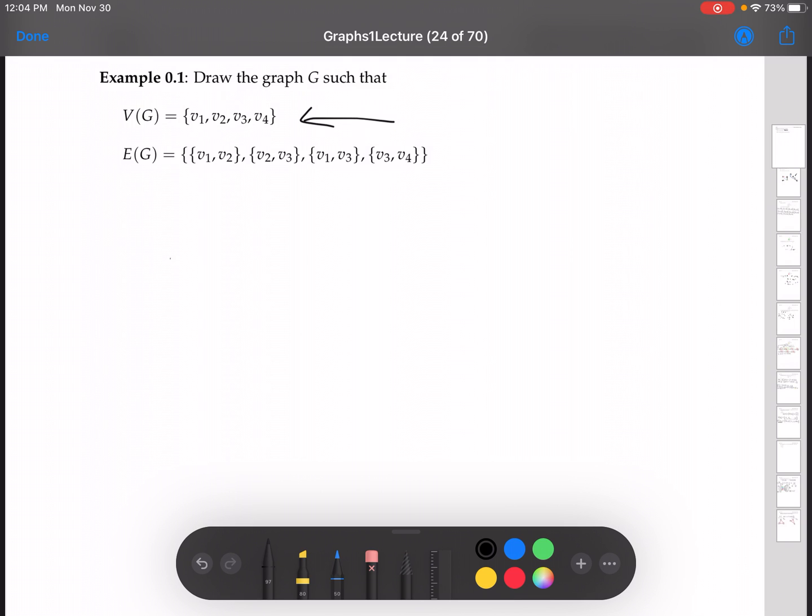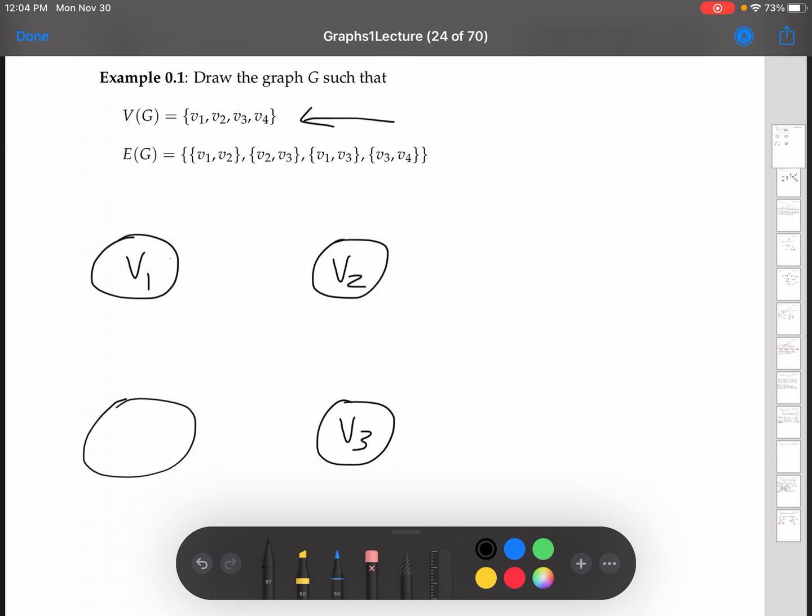Now a graph is a set of vertices. You can think of these as dots in space. Let me draw those. We've got V1, V2, V3, and V4. All right, and then we have edges between the vertices.